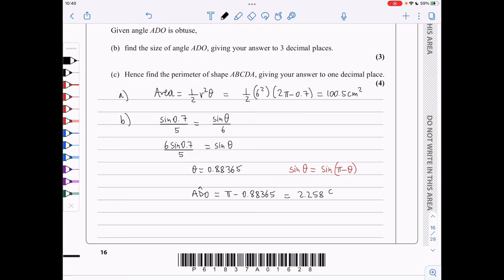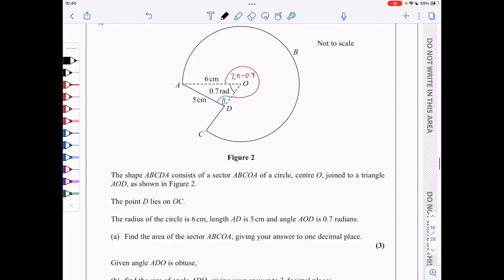Hence, find the perimeter, it says, of the shape. So I will start by finding the third missing angle here, because in order to find the perimeter, it's the length of the arc. I can find it straight away. It's the 5 centimeters part, the AD, and then the CD is just the radius minus the OD part.